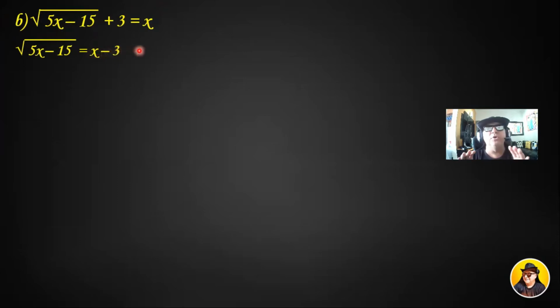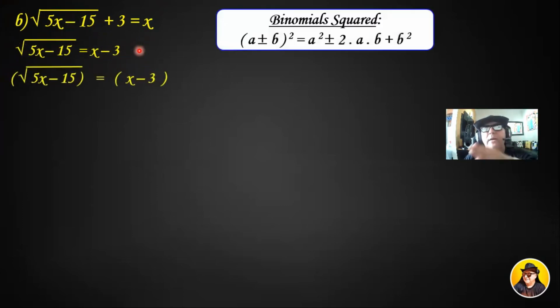Okay, now I am going to square both sides of the equation because I want to cancel out that square root. So it means that our equation now, oh, don't forget, binomial is squared. Squaring both sides of the equation, we have that the square root of 5x minus 15 is squared is x minus 3 is squared. Don't forget about this, okay, because this is a binomial squared. Okay, now let's cancel out.